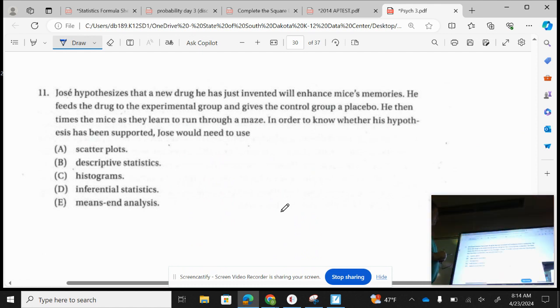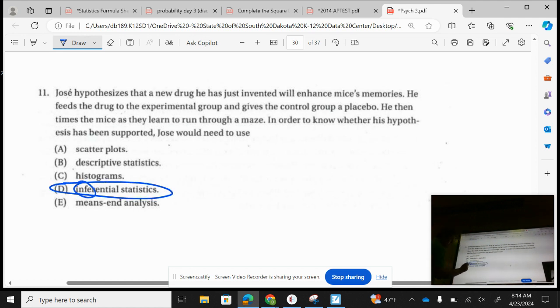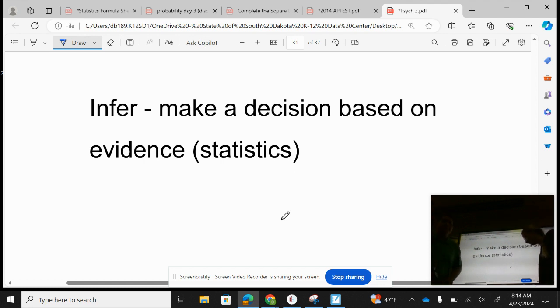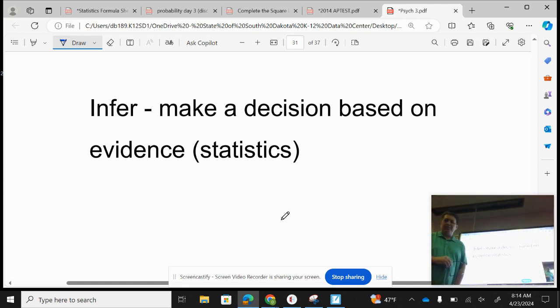Jose hypothesizes that a new drug he has just invented will enhance mice's memories. He feeds the drug to an experimental group and gives a control group placebo. He then times the mice as they learn to run through a maze. In order to know his hypothesis has been supported, Jose would need to use what we call inferential statistics. What does infer mean? Of course, infer means make a decision based on statistical evidence.